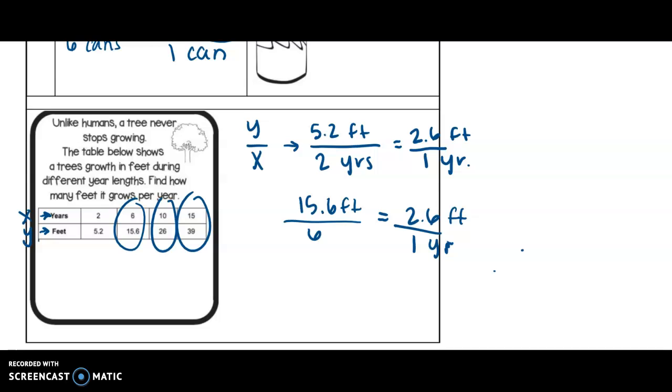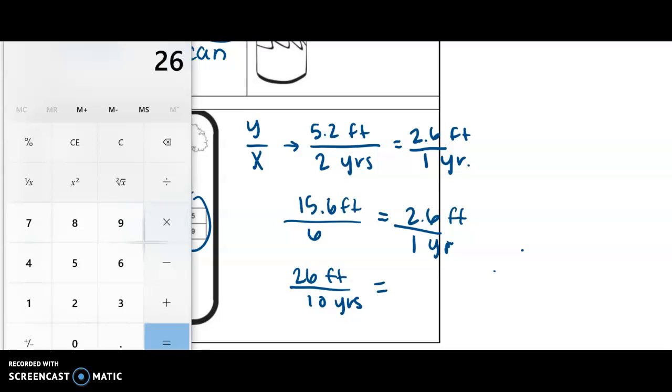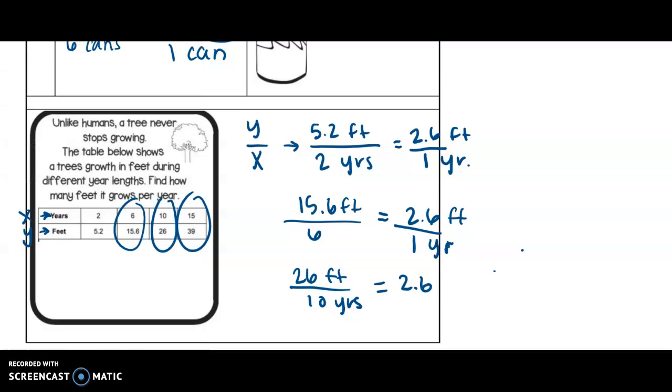All right, let's look at the next one. So 26 over 10. So 26 feet. Remember, we always have to do our bottom, the y, over our x. So that was 26 feet in 10 years. So 26 divided by 10, that gives me 2.6 feet in, not 2 years, 1 year, sorry.